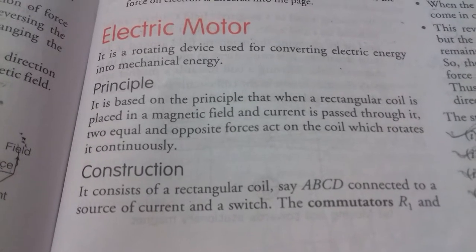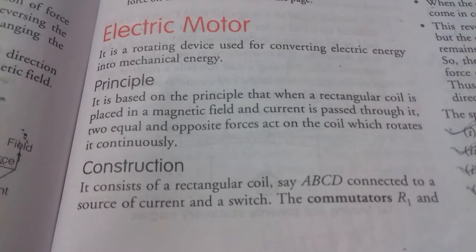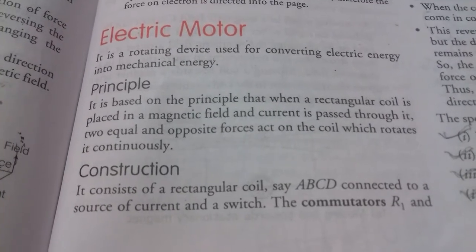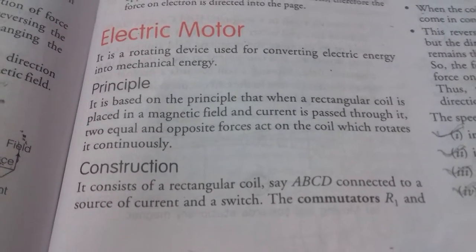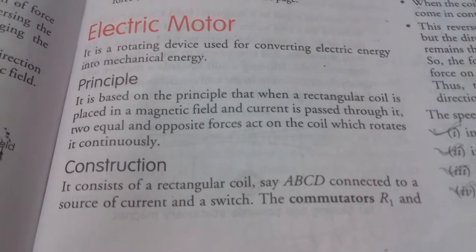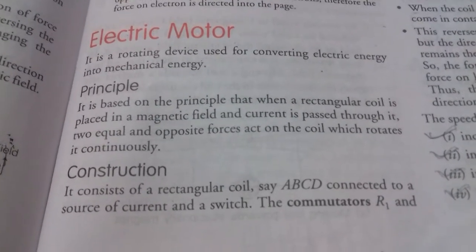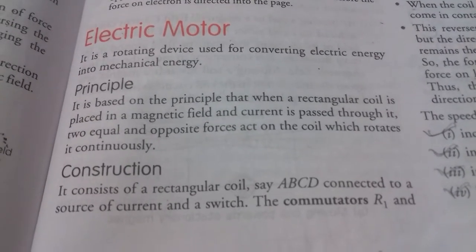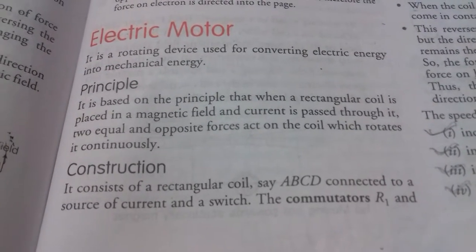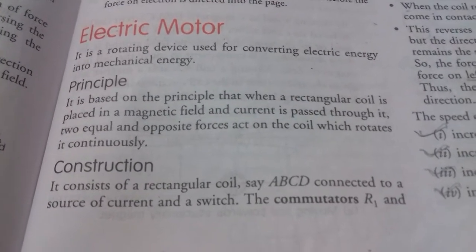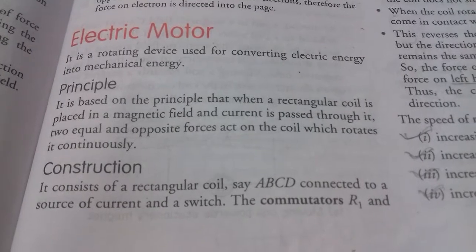Okay, suppose what is the principle of the electric motor? It is based on the principle that when a rectangular coil is placed in a magnetic field, okay, when you put a rectangular coil into a magnetic field, then what will happen? Then due to the magnetic effect of electric current, the current is passed through it. Okay, and two equal and opposite forces act on the coil which rotate it continuously. Okay, and there is always half rotation occurring.